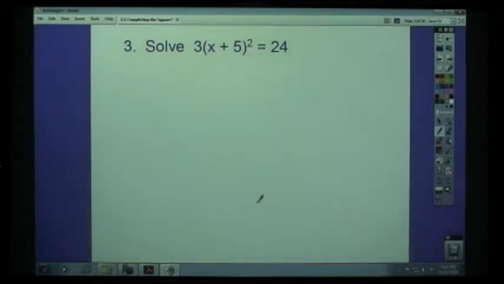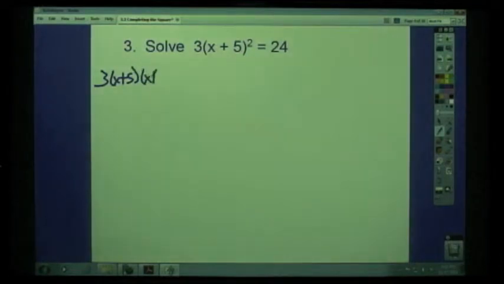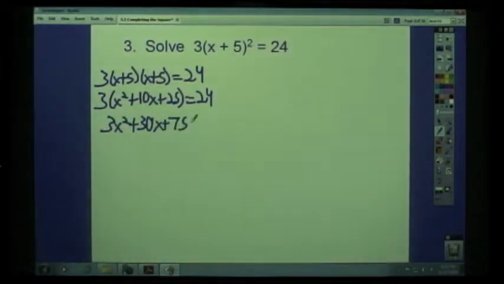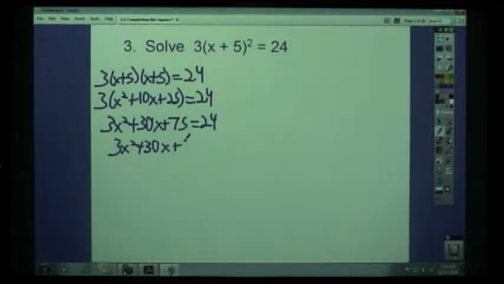Number 3. Most of you on this one probably just gave up, didn't even try it. Some of you that tried it probably looked at x plus 5 squared and thought that you needed to multiply x plus 5 times x plus 5 to get this thing into what we call standard form. It would give you x squared plus 10x plus 25 if you did the FOIL method on x plus 5 times x plus 5. Then if you distributed the 3, you'd get 3x squared and 30x and 75. Then you would subtract the 24. If you subtract the 24, you're going to get 75 minus 24 is going to be 51.